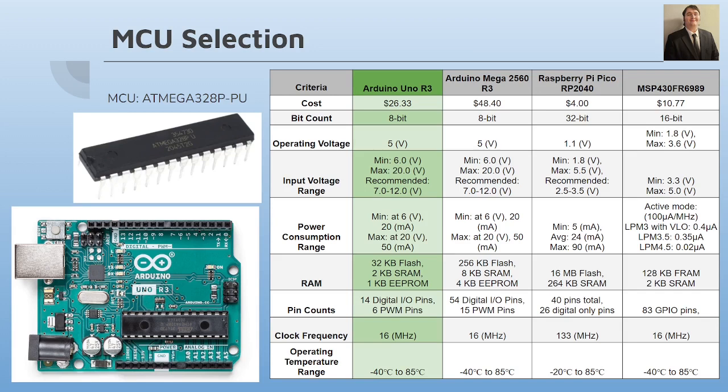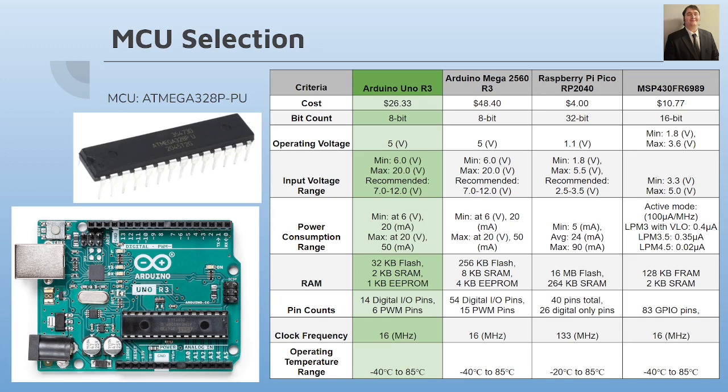So this means that the bit count, the memory, and the clock frequency are less important as a result. The MCU and its peripherals will be powered by an external battery, so the operating voltage, power consumption, and low power mode options that were available were also considered.